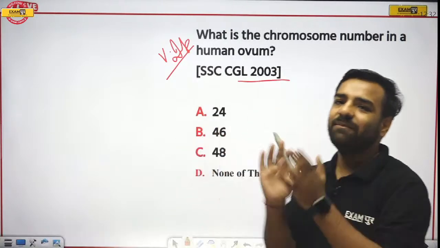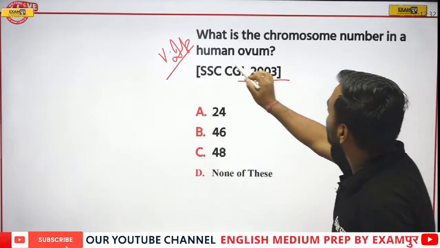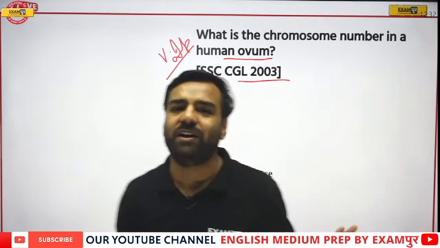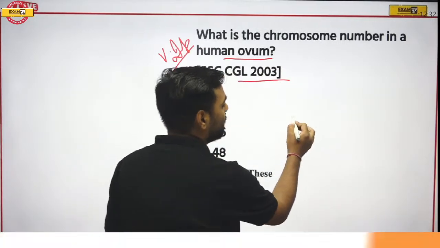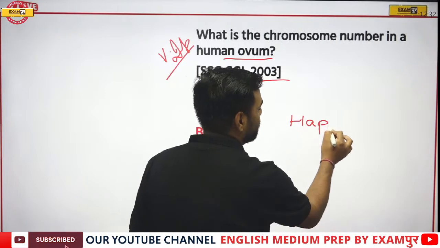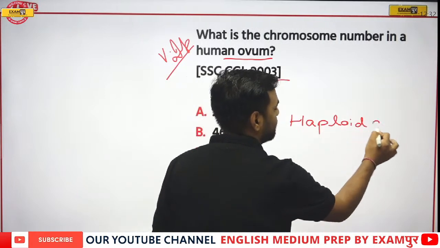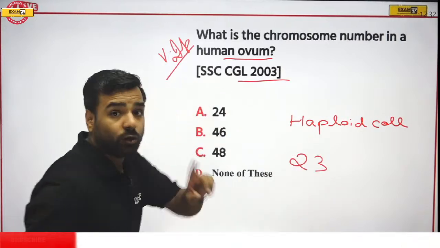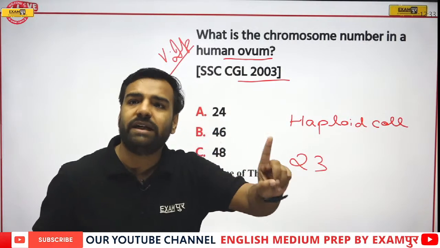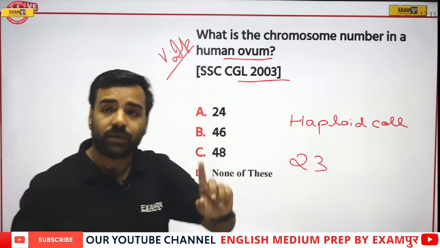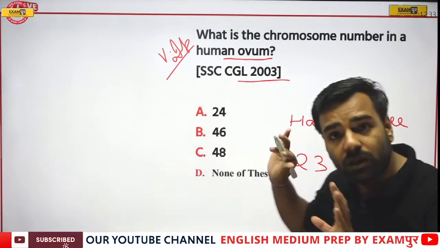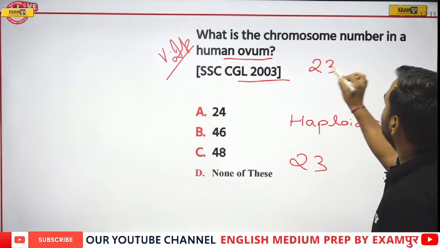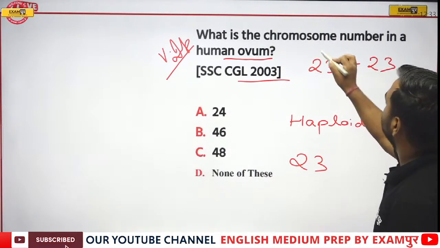Now it's the time to explain this part. When we are talking about the human ovum, let's try to understand. Whenever we talk about fertilization, we talk about haploid cells. Remember, haploid cells, which means we are talking about 23, not 23 pairs. I'm talking about 23, only 23, no pairs, only 23. That means 23 from males and 23 from females. Sperm.